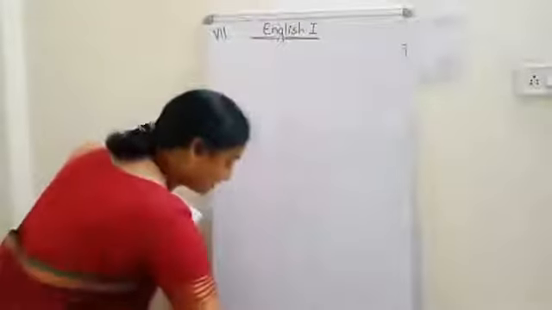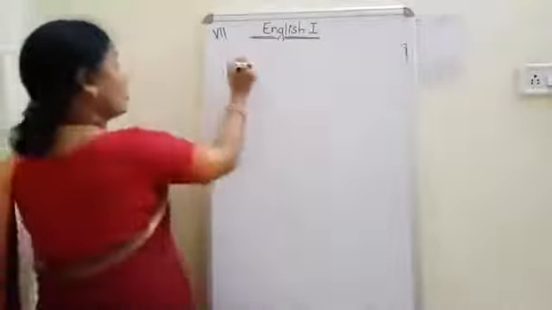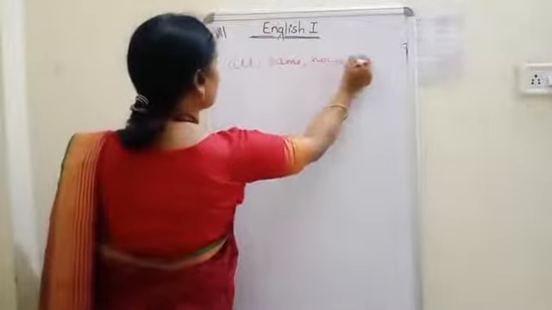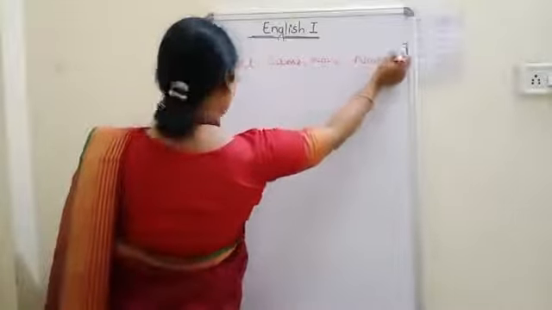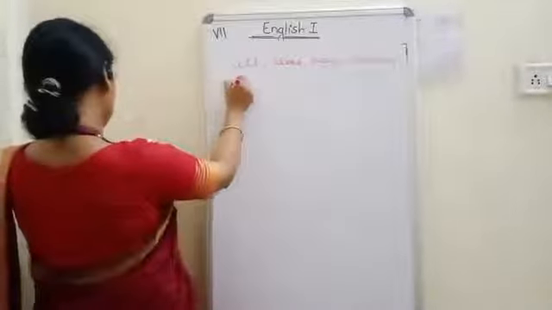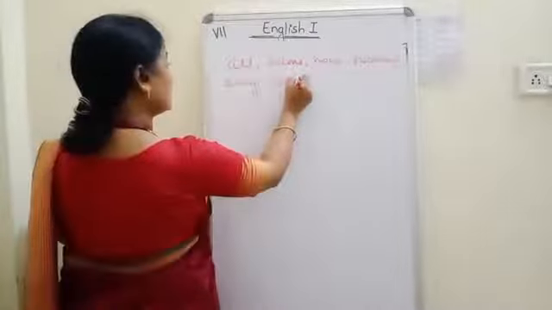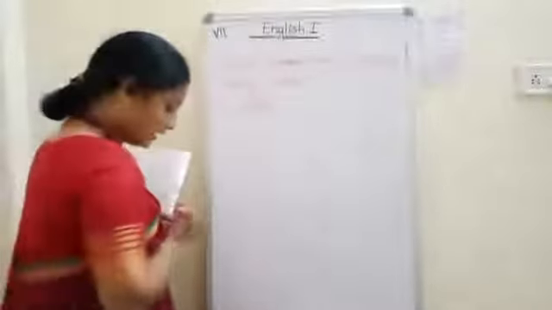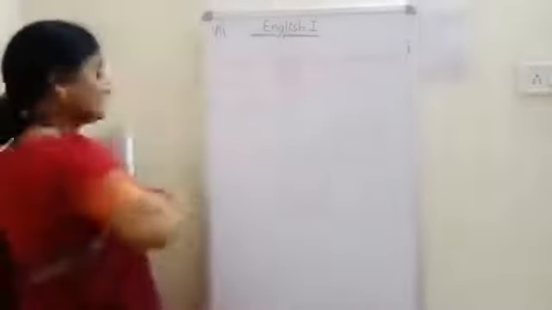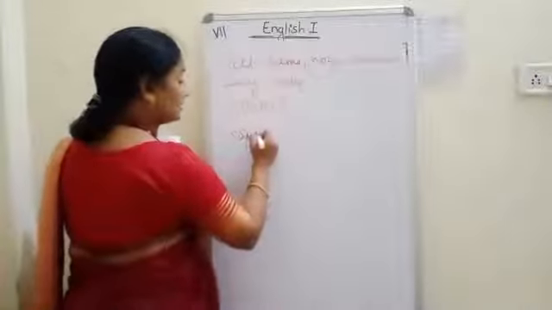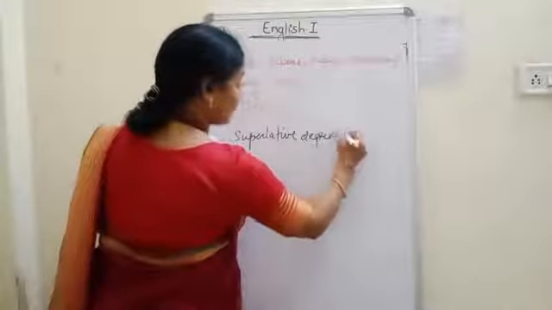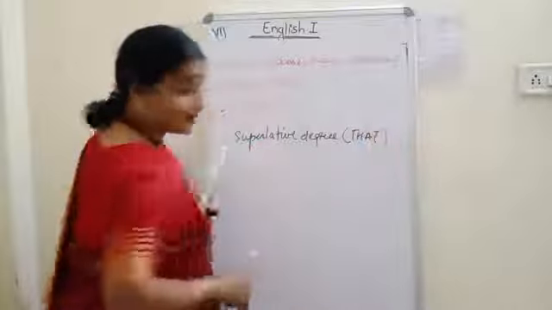So, what are the words? The words are all, same, none, nothing, any, only. With all these words, we can use that. Okay. So remember. And what was the second one? Second one was along with superlative degree. We can use that.